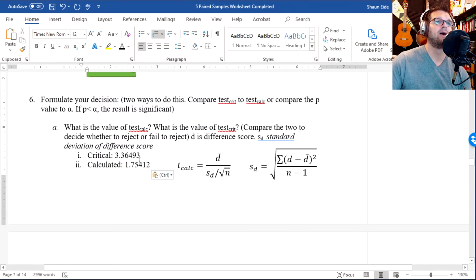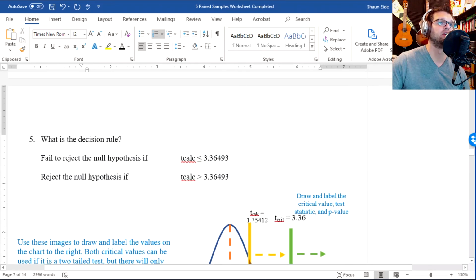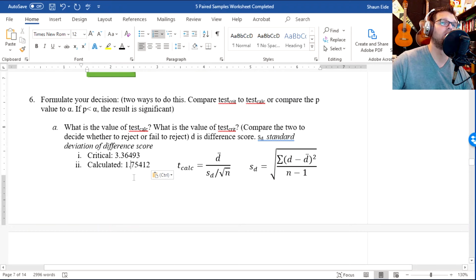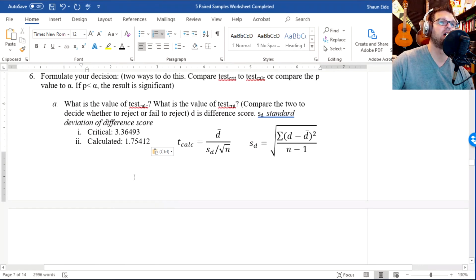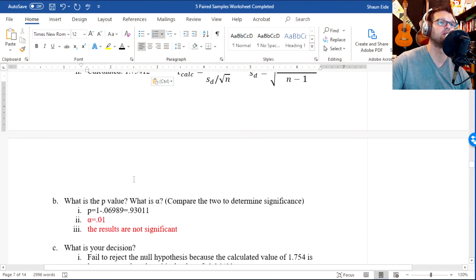Okay. So what is the value of t-crit? What is the value of t-calc? Compare the two and decide whether or not to reject or fail to reject the null hypothesis. And so we're just looking right at the decision rule that we made earlier. And based on this decision rule, we can more or less conclude that we are failing to reject the null hypothesis because there's not enough information to determine that there actually is a difference.